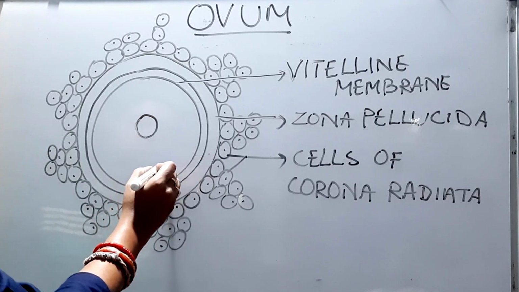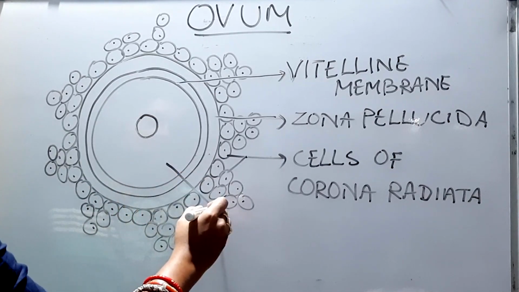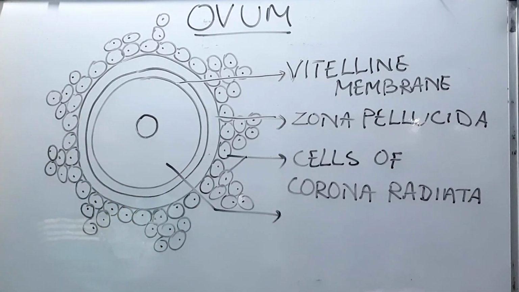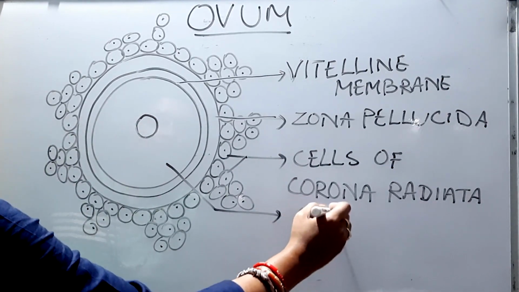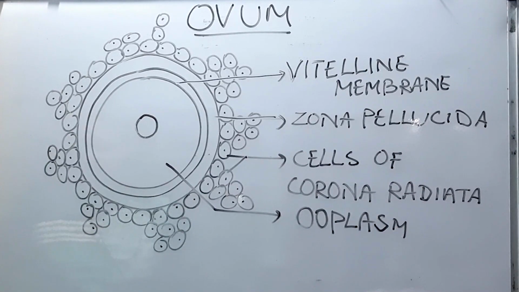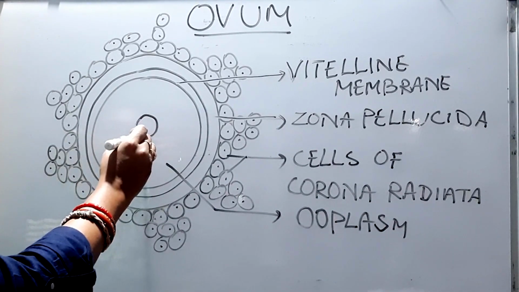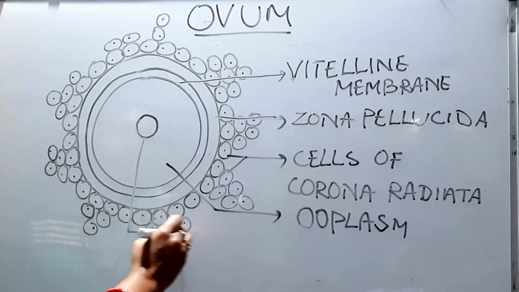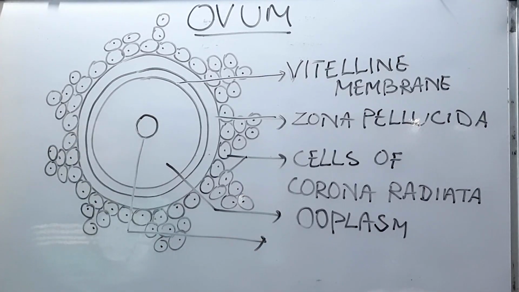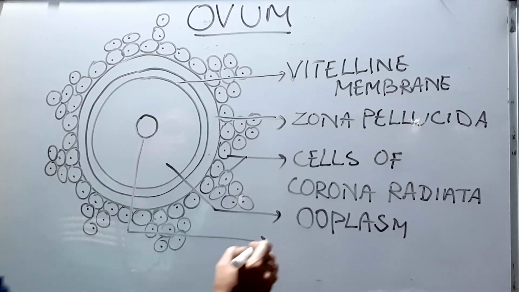The cytoplasm of the cell is known as ooplasm, and this is the nucleus which is known as female pronucleus. It is also known as germinal vesicle.